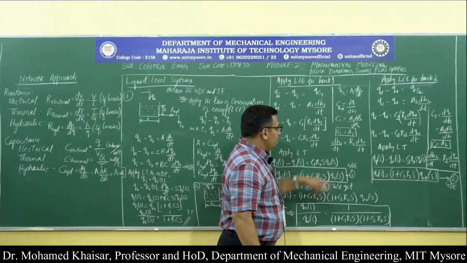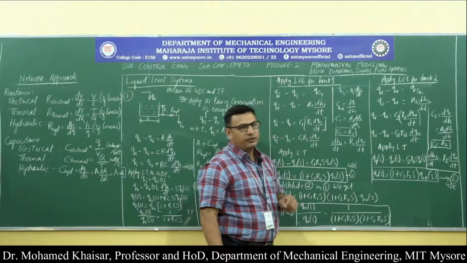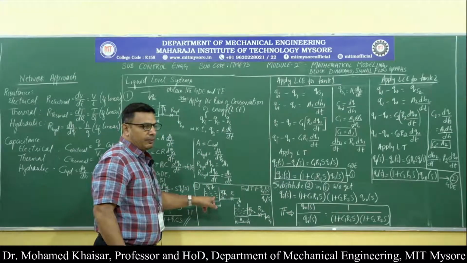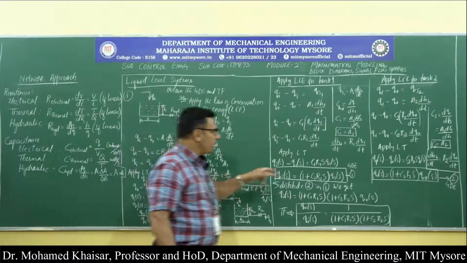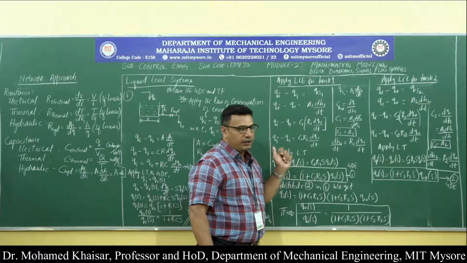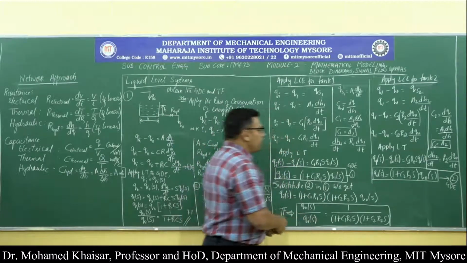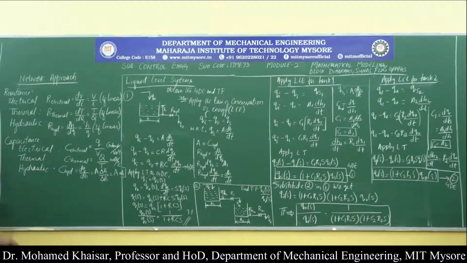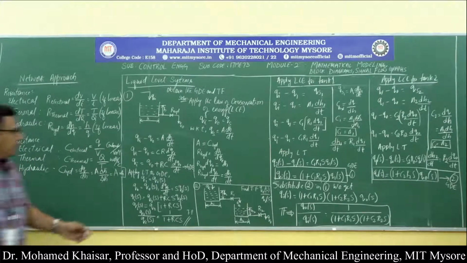So, this is what we can substitute for A1. Then, we also know that the hydraulic resistance for tank 1, R hydraulic or R1, is given by dH by dQ.